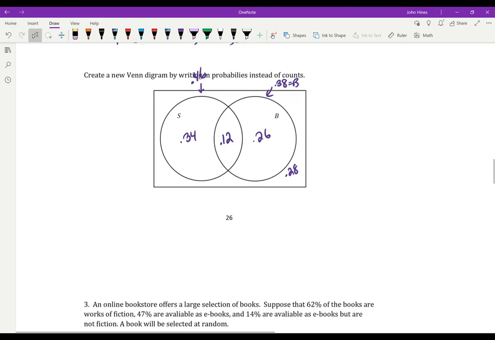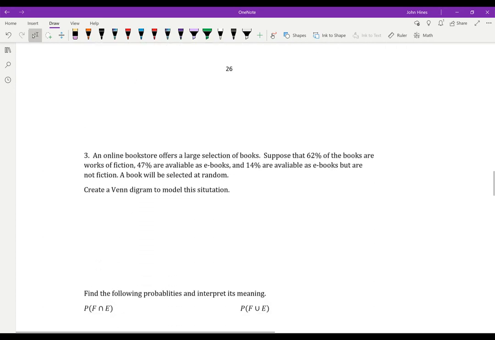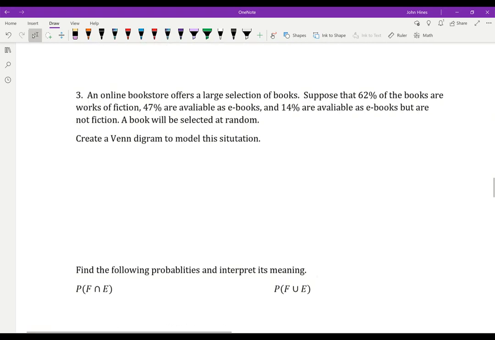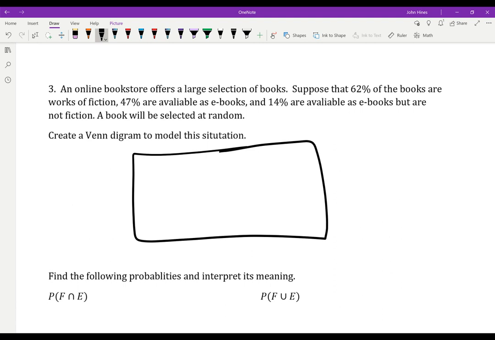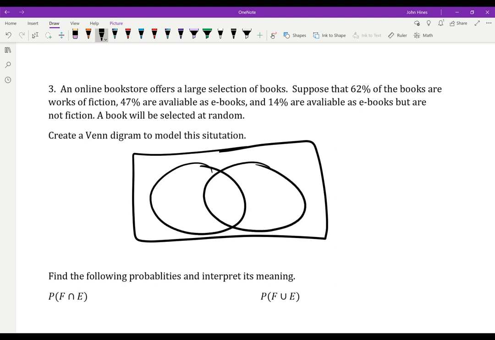All right, let's make a Venn diagram on our own now. So here's our online bookstore again. So our online bookstore sells a large selection of books. Suppose that 62% of the books are fiction. 47 of them are ebooks. All right, so let's see. I got fiction. So I got two circles here. I've got fiction and I've got ebooks.